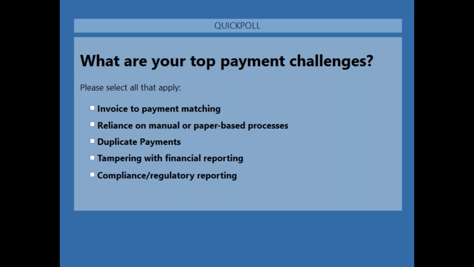So we've got invoice to payment matching, reliance on manual or paper-based processes, duplicate payments, so that's where a vendor is paid more than once, sometimes receiving an invoice multiple times, tampering with financial reporting, so that's where an employee may change the financial data after payments are completed, and compliance and regulatory reporting. So again, we'll leave this poll open another 10 to 15 seconds. And again, you can select all that apply.